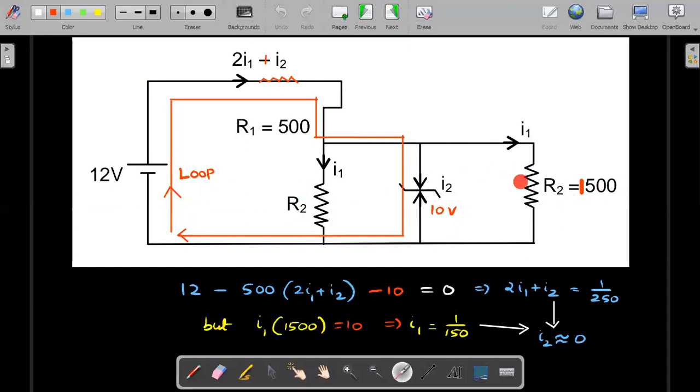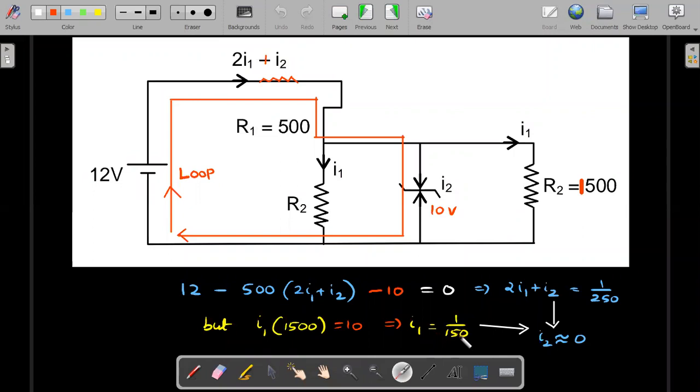So if I go from here and go along a loop like this and come back, then 12 minus 500 times of (2I1 plus I2) minus 10 volts should be 0. Therefore, 2I1 plus I2 comes out to be this many amperes. Not only that, I1 times 1500 should also be equal to 10 volt. You get I1 is 1 by 150.